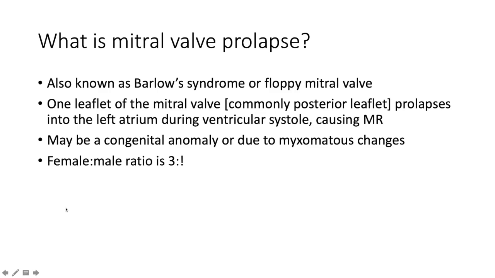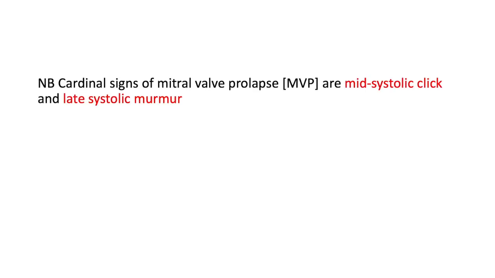Guys, what is mitral valve prolapse? It's also more affectionately termed Barlow syndrome or floppy mitral valve. So what happens here is that one leaflet of the mitral valve, commonly the posterior one, prolapses into the left atrium during ventricular systole, causing mitral regurgitation. It can be a congenital issue or due to myxomatous changes over time. The female to male ratio is 3:1.